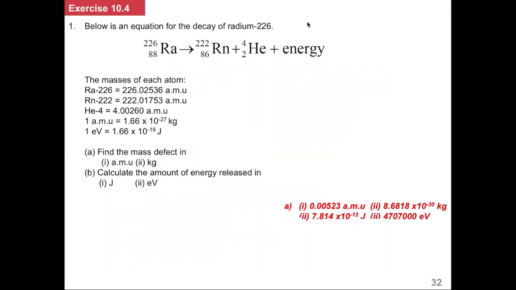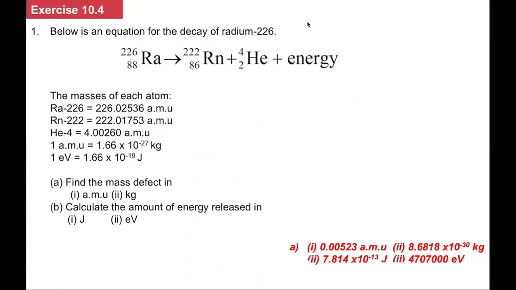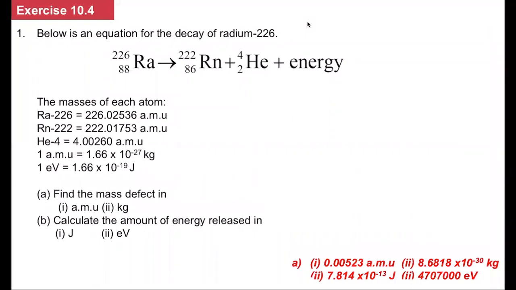Try and do this one first. Example, same like now, the ones in your textbook. Okay, we try to calculate first. So first thing is to find the mass defect in AMU. Try to find this one first.